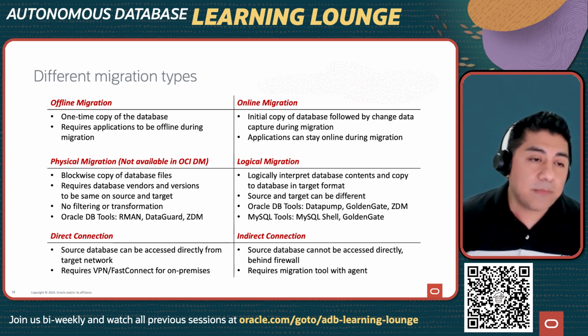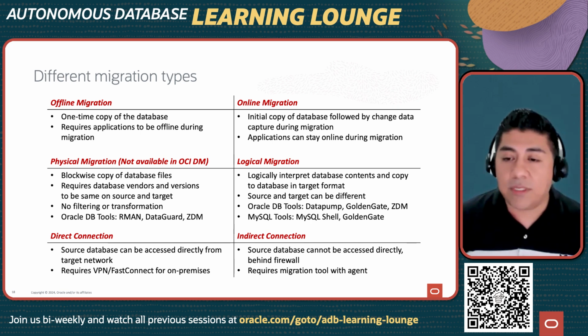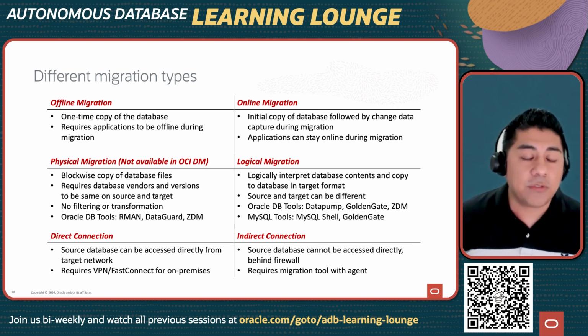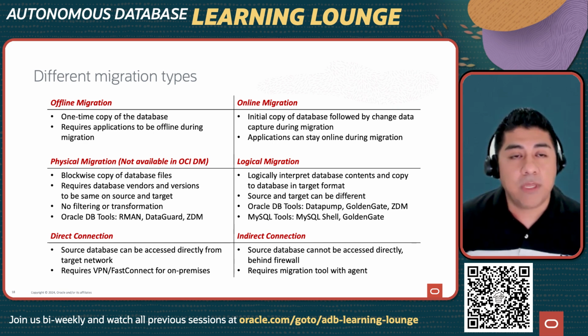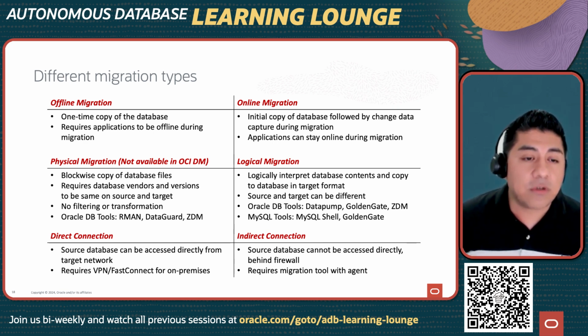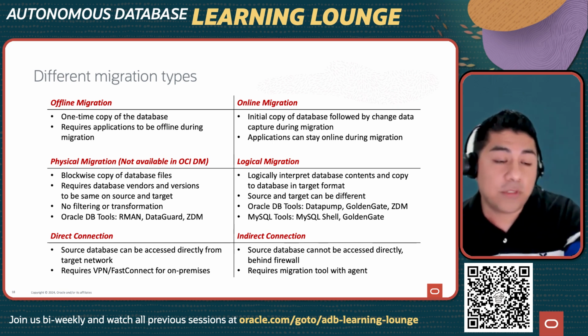A physical migration is basically a block-wise copy of the source database. It has some limitations, of course, because it requires the same vendors and versions to be compatible on the source and the target for the migration. You cannot do filtering or transformation, or it requires more steps to do that. And some of the tools that you might have heard of are RMAN, DataGuard, and ZDM.